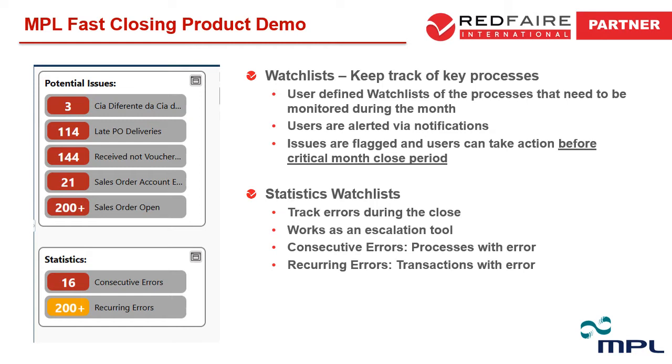And on the bottom section, you have two watch lists that are specific to the tool, and they track errors within the tool. One is tracking the same processes that are ending in error consecutively, and the other is tracking the same transactions that are ending in error consecutively.